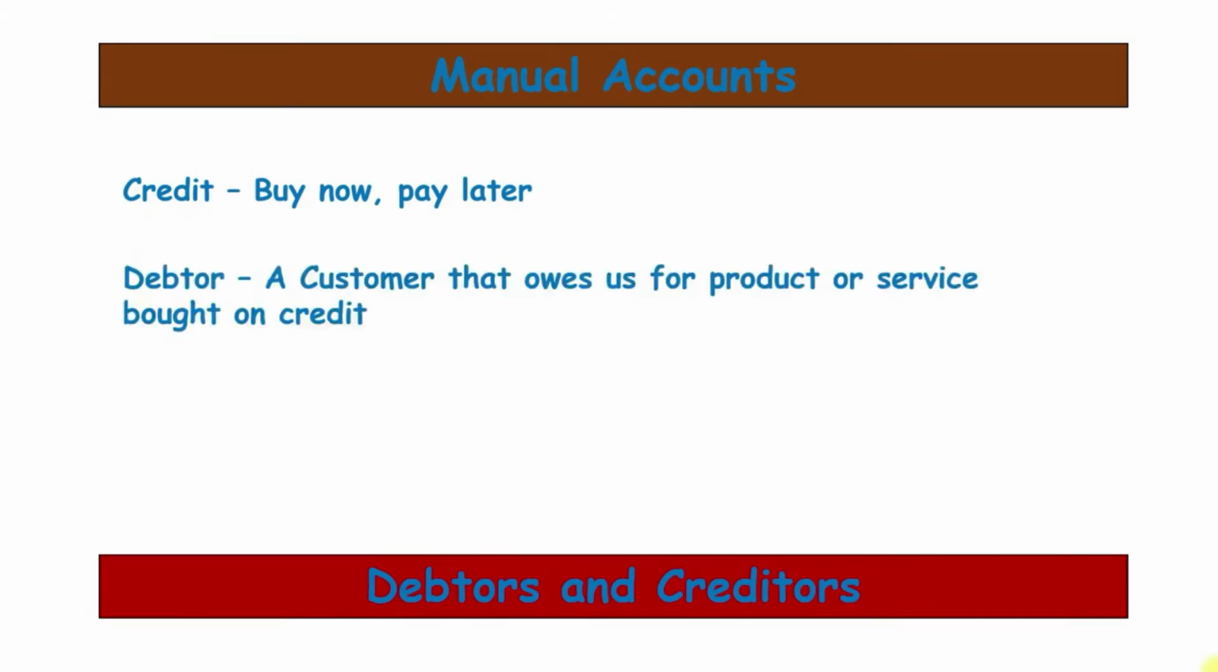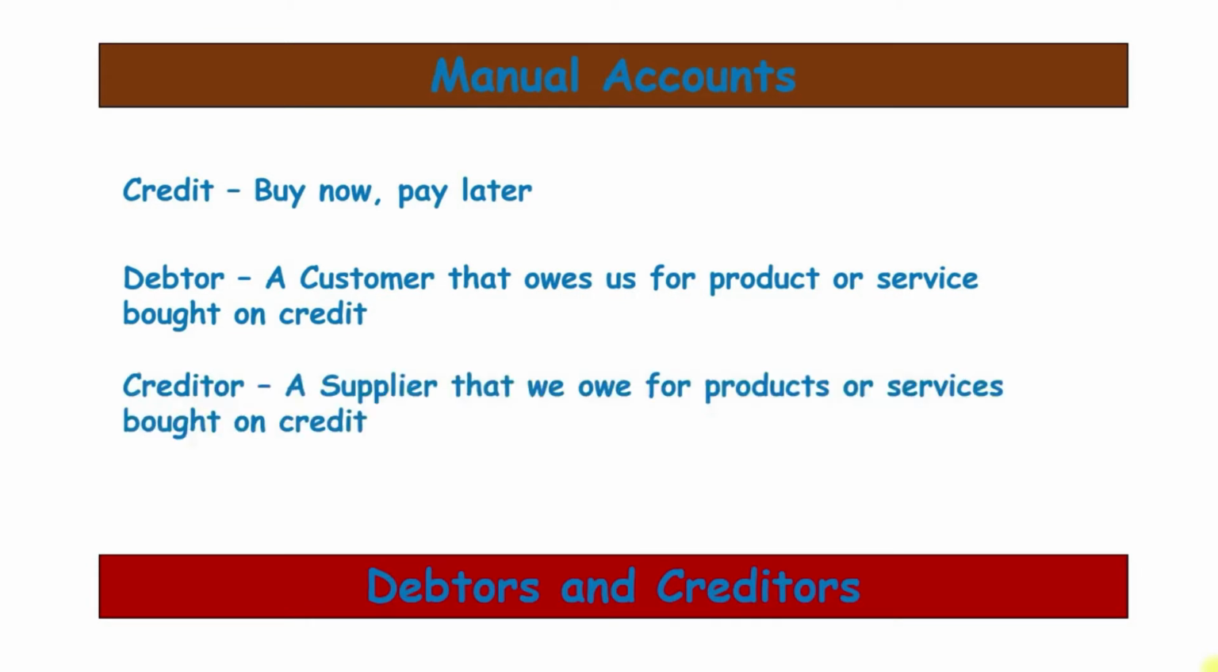When customers owe us payment for goods or services that they purchased, they are known as debtors. When we owe suppliers for goods or services that we purchased, the suppliers are known as creditors. In the next section we will look at how to document transactions grouped by customer and by supplier.